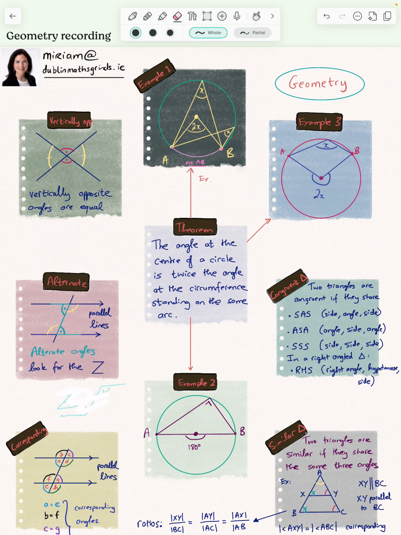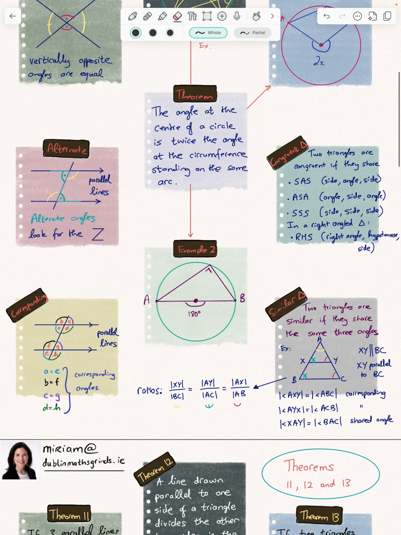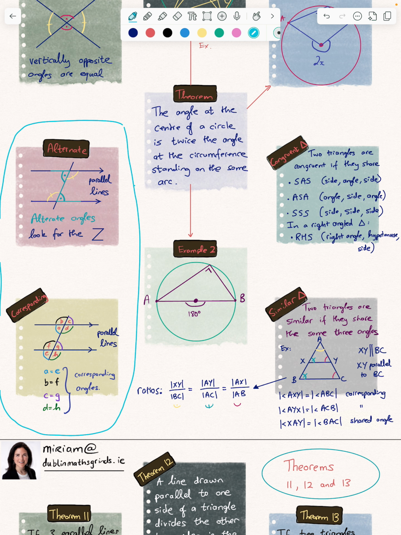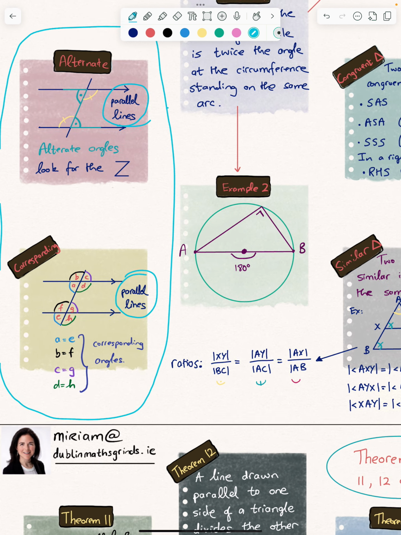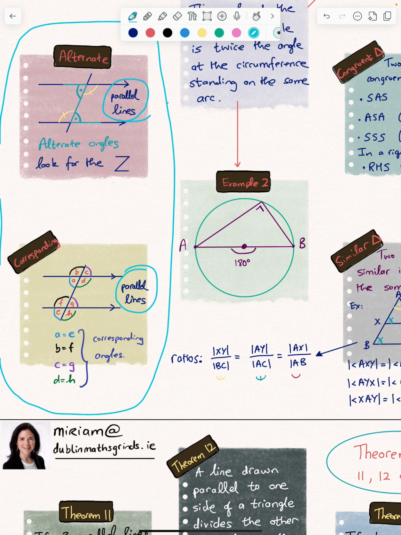Now next we have corresponding angles. Note you get alternate angles and corresponding angles when you have parallel lines, so watch out for that. Parallel lines: all the angles here that are equal to each other. You have F and B, they're in corresponding positions. A and E are in corresponding positions, etc., etc. So they are corresponding angles.